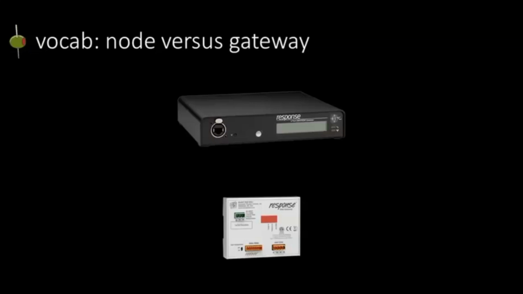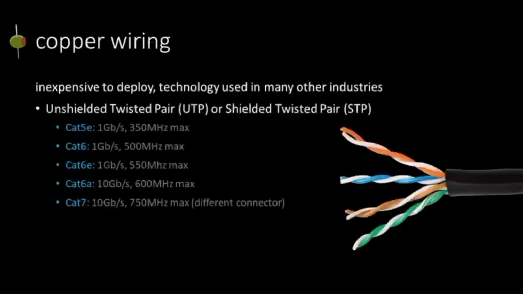I put down here a Response DMX to Dolly gateway. This is an example of a proper gateway, right? It's not on a network, it's not communicating with other devices, it's simply receiving DMX and translating that to a different protocol, which in this case is Dolly. So that's an example of a proper gateway. So, just mean what you say and say what you mean.